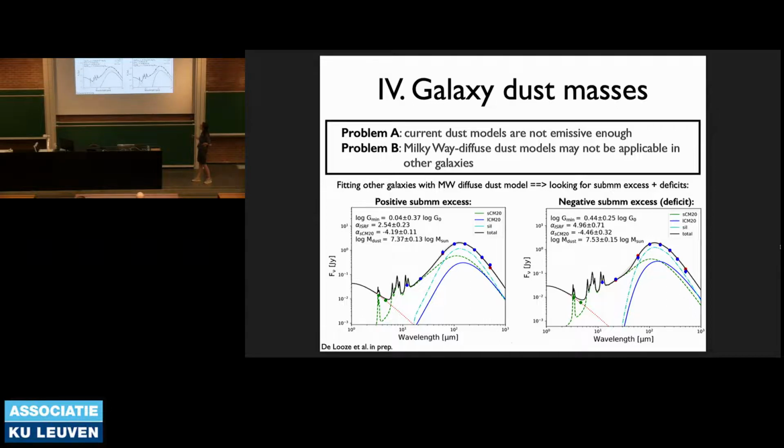So what you see here, for instance, is that the observed blue data point is higher than the model. The model points are the red data points, but here they nicely overlap, so you don't really see them. So you clearly can tell that here there's a positive, what we call submillimeter excess. While here, on the other hand, the observed data point in blue is actually below the model extrapolation. So we call it a negative submillimeter excess or even a deficit.